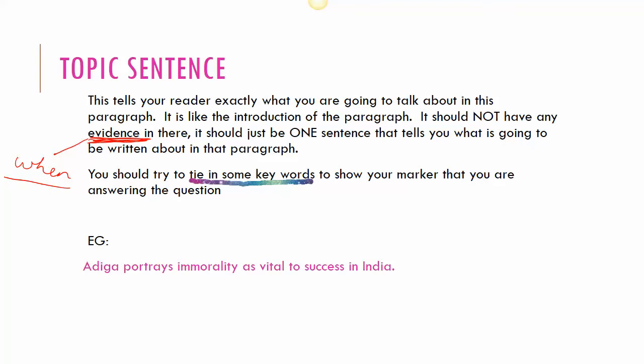So, here is my topic sentence for the plan that we did earlier. Adiga portrays immorality as vital to success in India. Okay, so I've obviously got the word moral and success in there. And that idea of vital means that you have to have it for success, which is basically the question. So an examiner would be really happy with this because it's a very straightforward way of knowing this paragraph is going to be about the question. This is good.